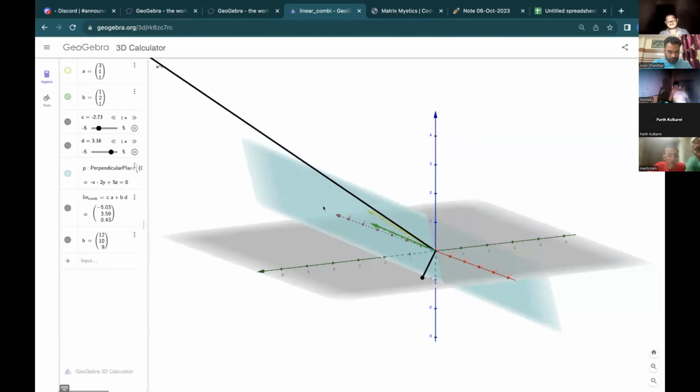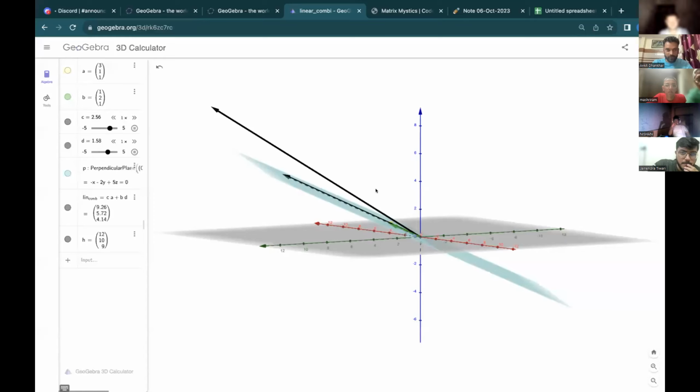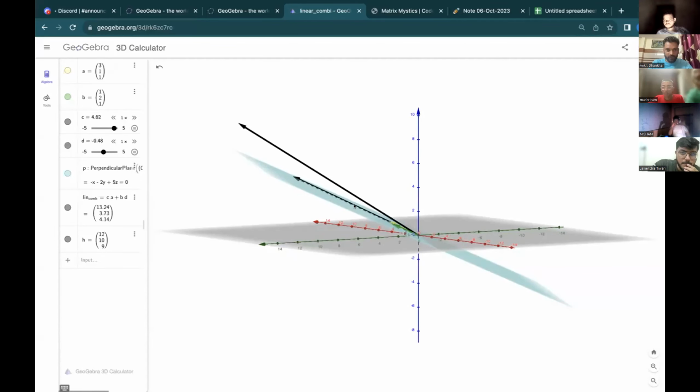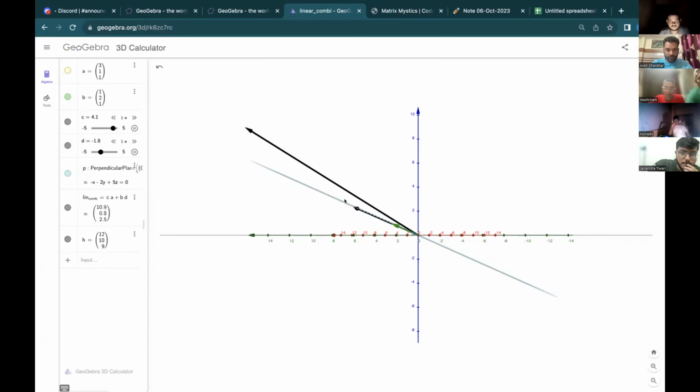Just zoom out a bit. Zoom out, zoom out. Just a minute. This point H. Now see, where the plane is, the linear combination going anywhere to this point. Is it feasible for us to reach from the linear combination of vector A and vector B to this point H? Is it feasible? Comments anyone? It's not.